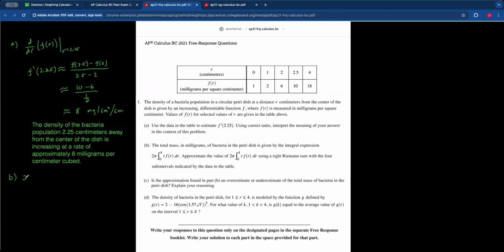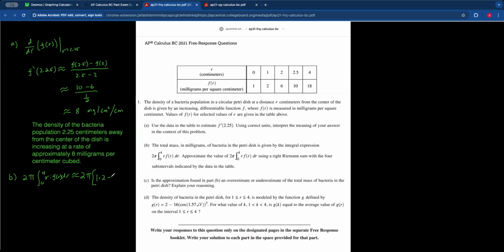I guess, yeah, 2 pi, and then the integral from 0 to 4 of r times f of r dr will be approximately, and so we're going to approximate the integral. We just keep the 2 pi on the outside, and we're going to have 4 subintervals. So 1 minus 0 is just 1, right? And then we're going to multiply it by 2.